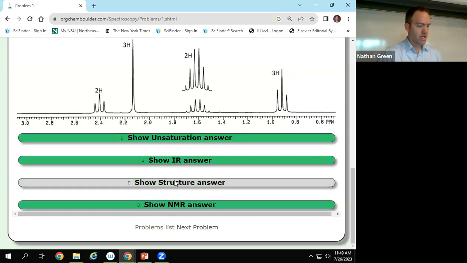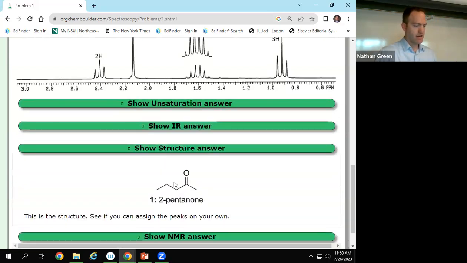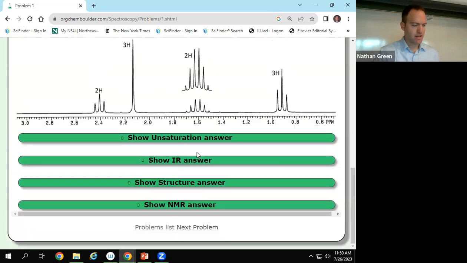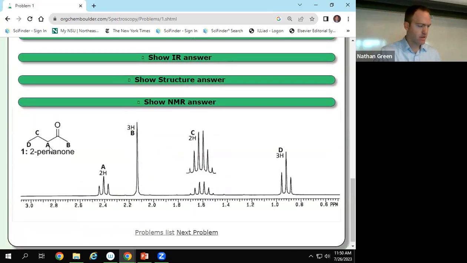Then you can go through and check just the structure. So you can draw it out, try and solve it. This is what it looks like. And if you need some more help beyond that, it'll show you the NMR answer with the molecule and the protons that are labeled and how they correspond to the spectra down here. It's awesome. There's some okay homework problems here. If I'm trying to learn NMR and I'm you guys, I'd go to this website and just solve NMR after NMR after NMR until it clicks.